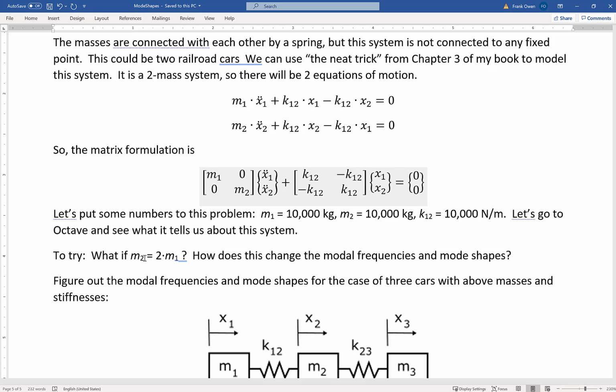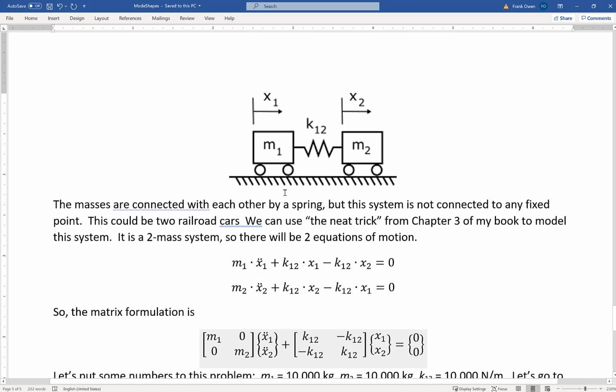Well, one thing that I can tell you, you're only going to have two modes. And the other thing that I can tell you, since it's not hooked down, you're going to have a rigid body mode. So you're still going to get a modal frequency of 0 and a mode shape that has the same initial deflection of both masses. So you'll pull it over to that spot, probably negative 0.70711, let it go, and it's just going to sit there. But how the modal frequency and the mode shape looks for the second case is not so evident.